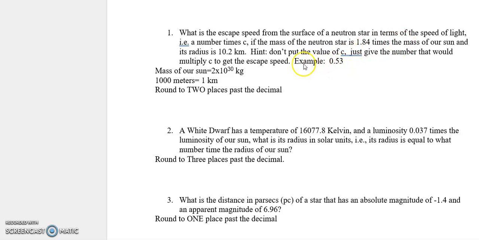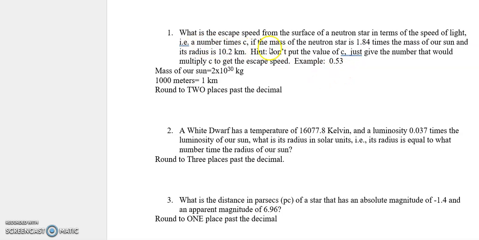This is just an example. If the answer were 0.53 times c, then in Blackboard you would just put 0.53. That's if that was the answer, which it's not. We're going to do that.